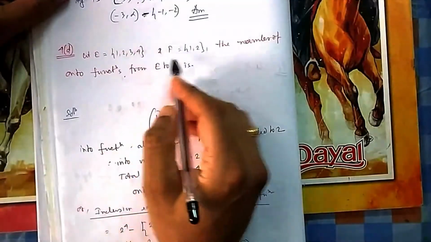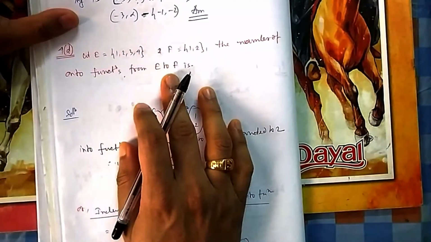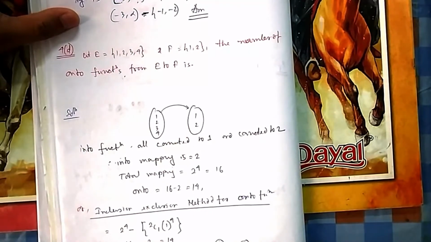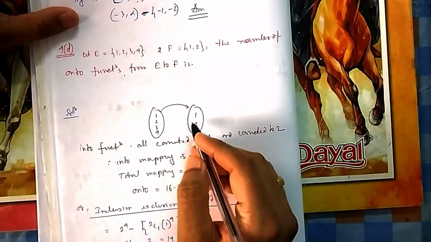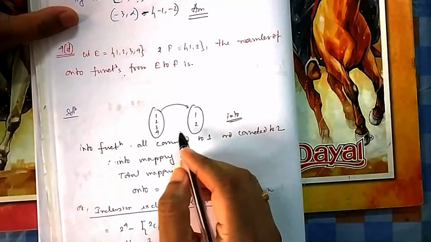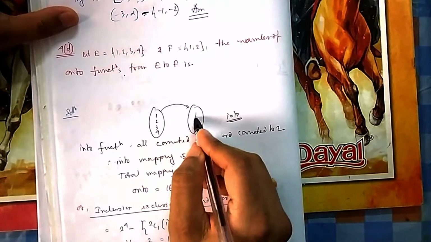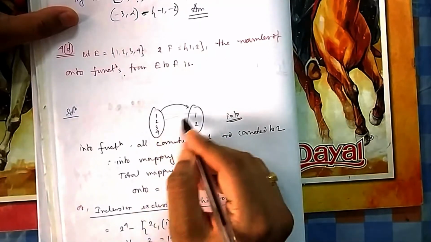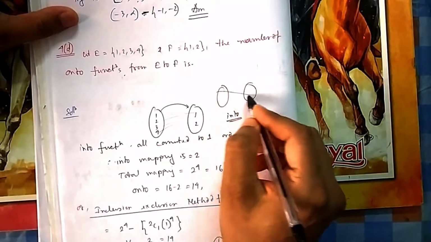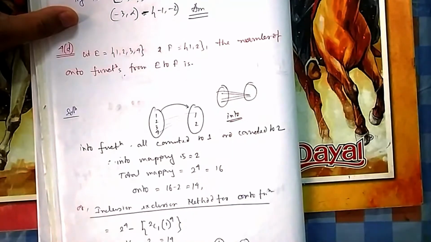Now suppose E is equal to this, and F is equal to this, and we need the number of onto functions from E to F. So how many onto functions are there? Because there are only two elements in F, it becomes easy if you see the into mappings. How many into mappings are there? One is that all are connected to 1. This is one into mapping, because for into, something should be left. Another one is that all are connected to 2. So only 2 into mappings are there.